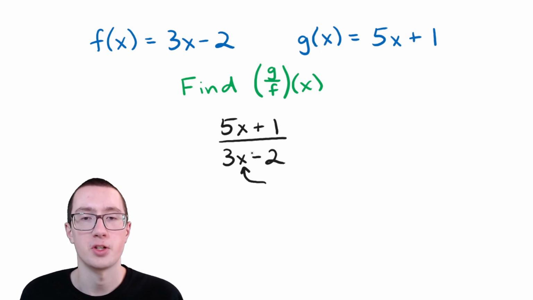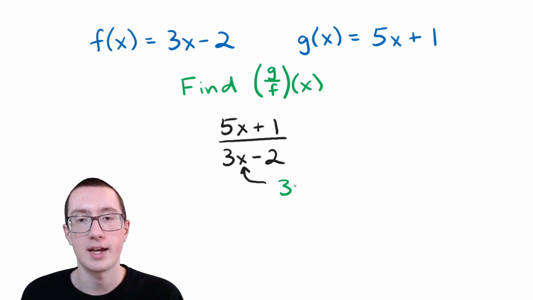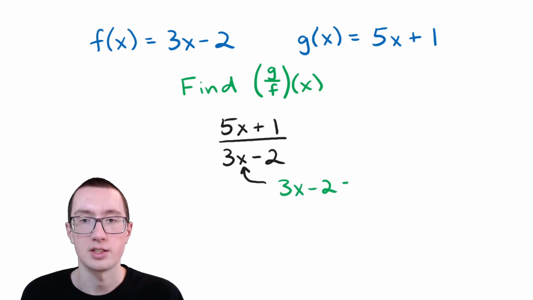If we put in a certain number for x that made the bottom of the fraction 0, we would be dividing by 0. And we can't divide by 0. So let's go ahead and figure out what number we can't put in for x. Remember, we can't put it in for x if it makes the whole bottom 0. So if 3x minus 2 is equal to 0, then the bottom is 0.